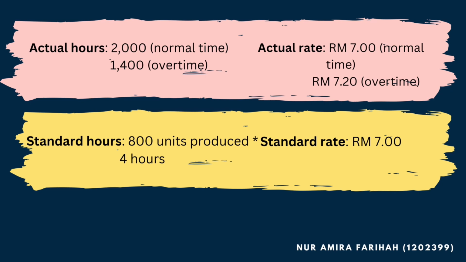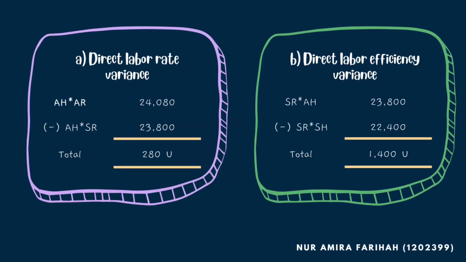For actual hour, we combine the times given, which are normal time and overtime. Move on to question A. The cost of the first element, we calculate the actual hour multiplied by the actual rate for normal time, and then we calculate for overtime. Total, we get 24,080. Then we minus the actual hour multiplied by the standard rate of 7 ringgit, we get 23,800. So we get the unfavorable amount of direct labor rate variance, which is 280.